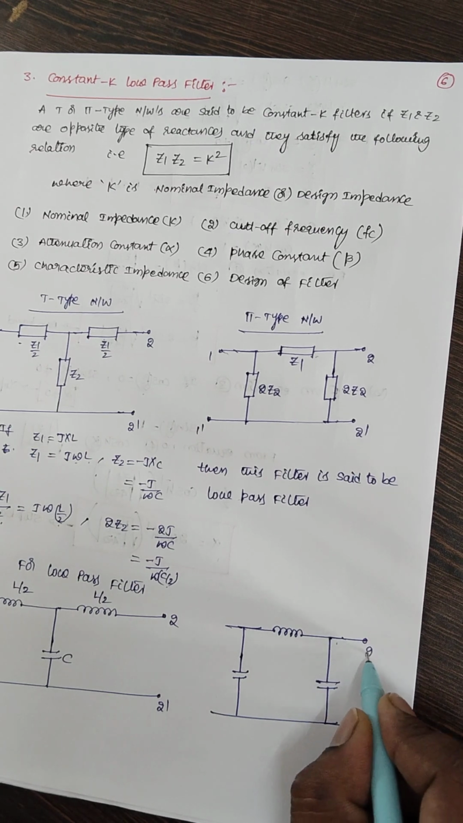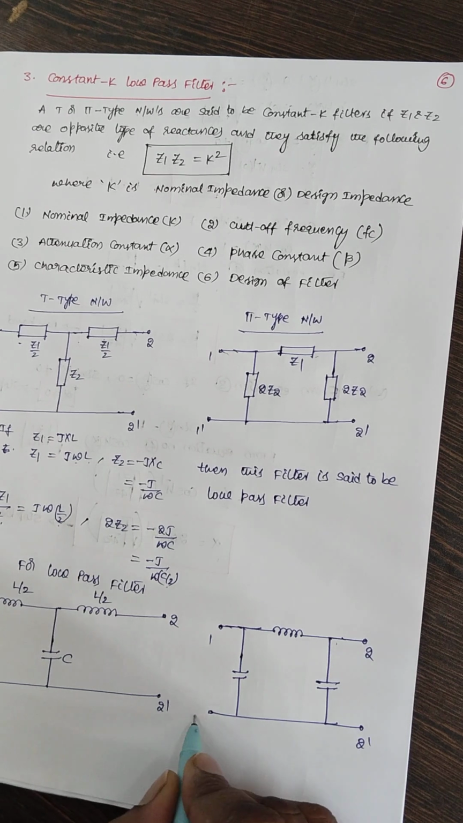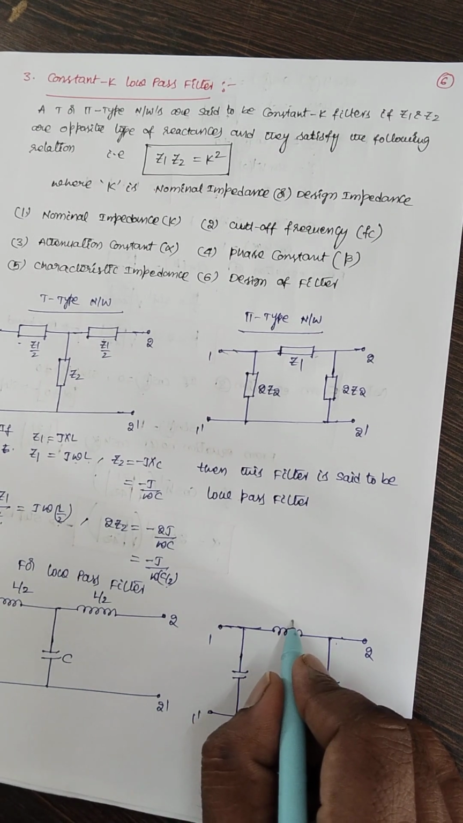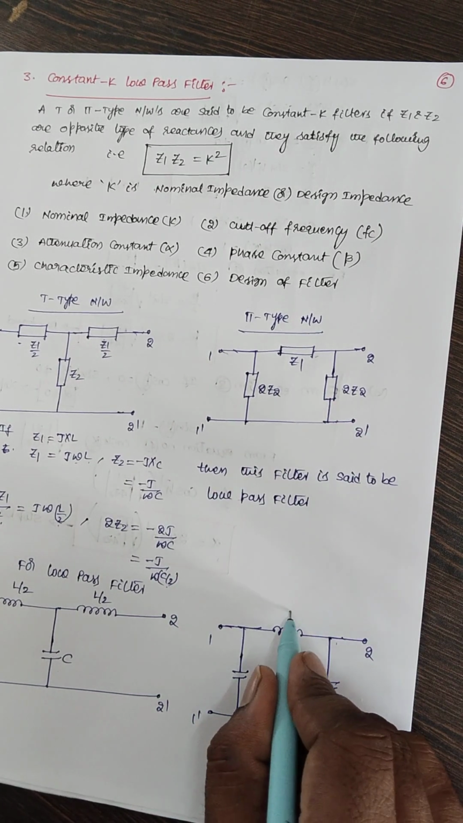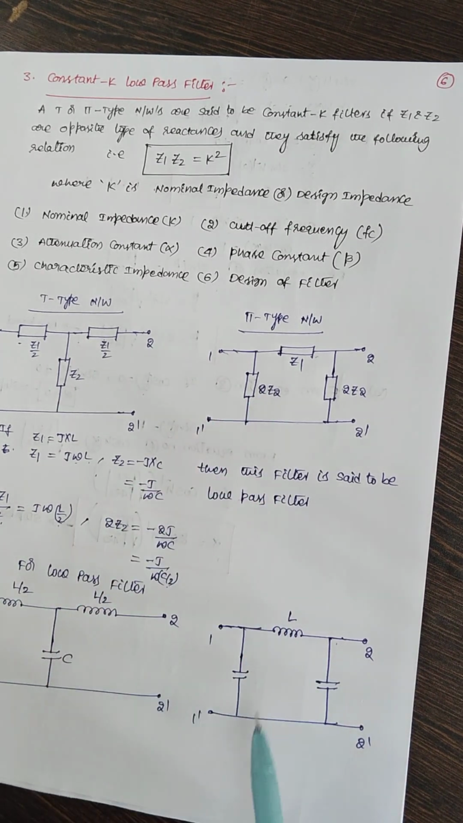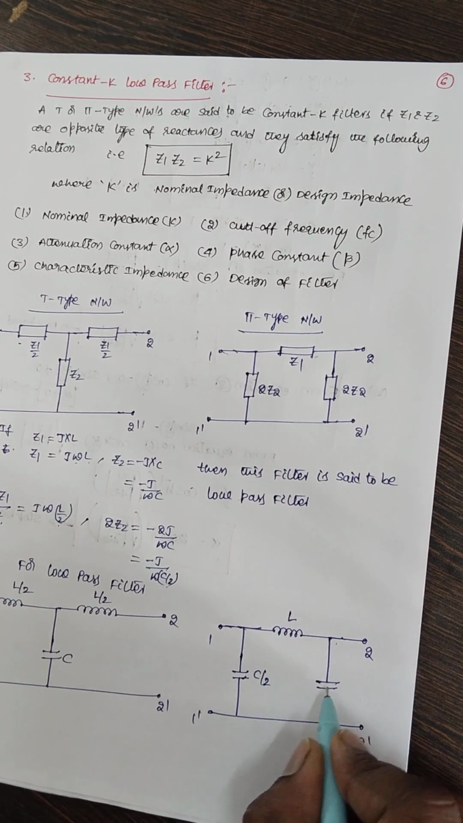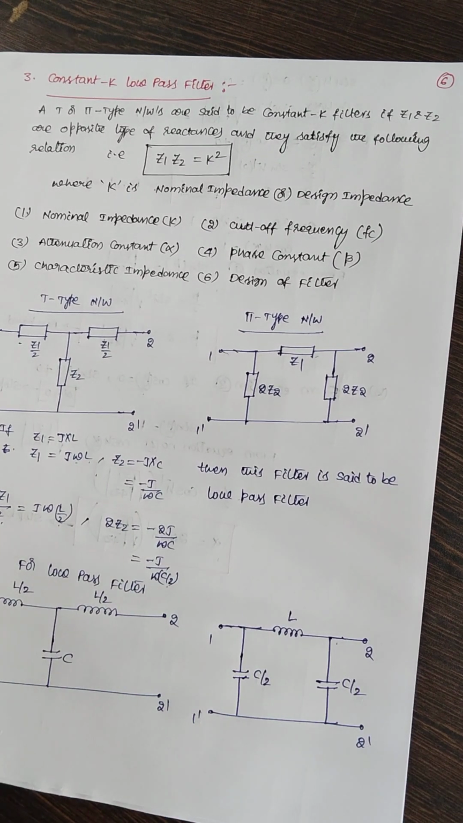Okay. So it is 2 dash, it is 1 dash, and this inductance is only Z1 here, so it is L. This capacitance here, this impedance is doubled, that means this capacitance should be half, it becomes C by 2. This is the representation of T and pi type of low pass filters.